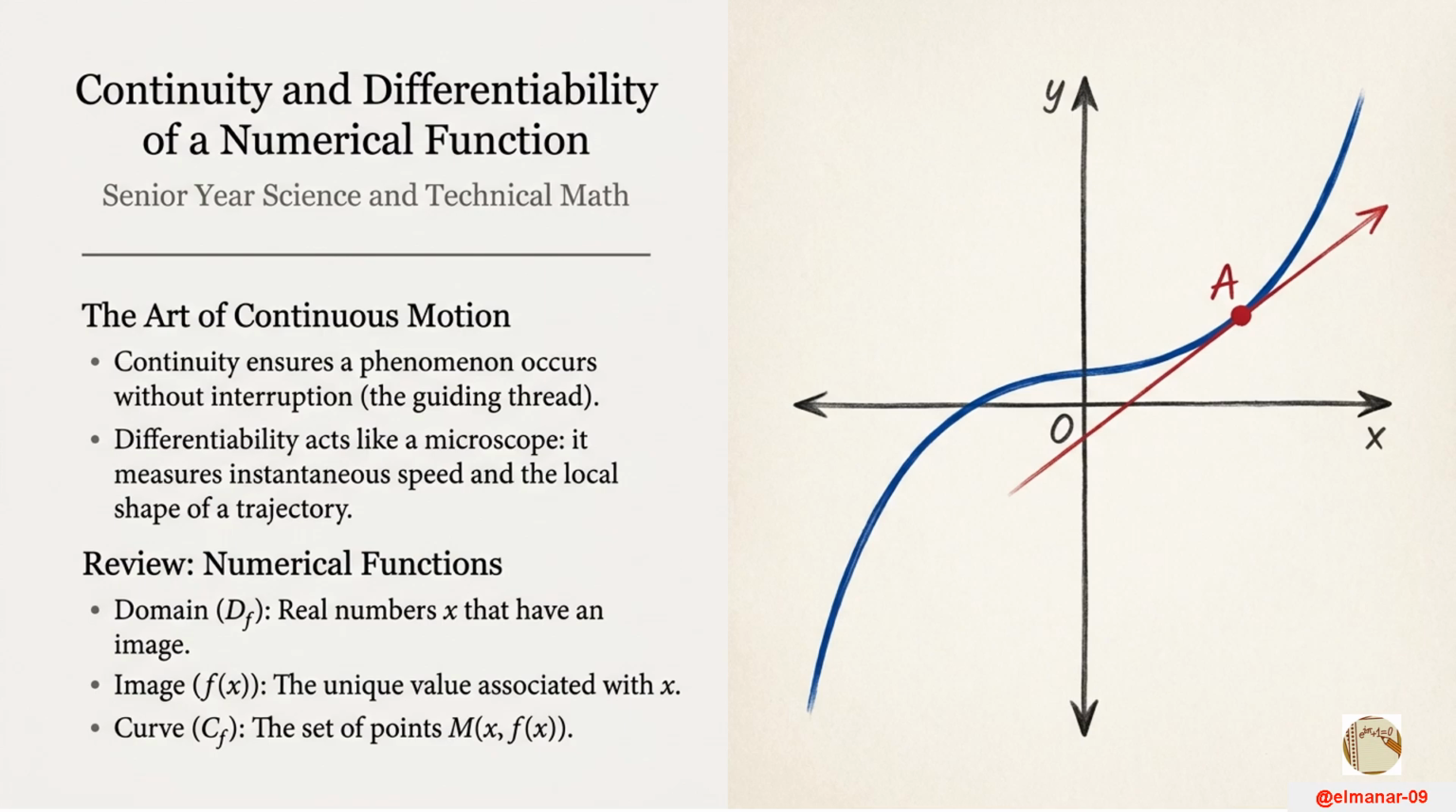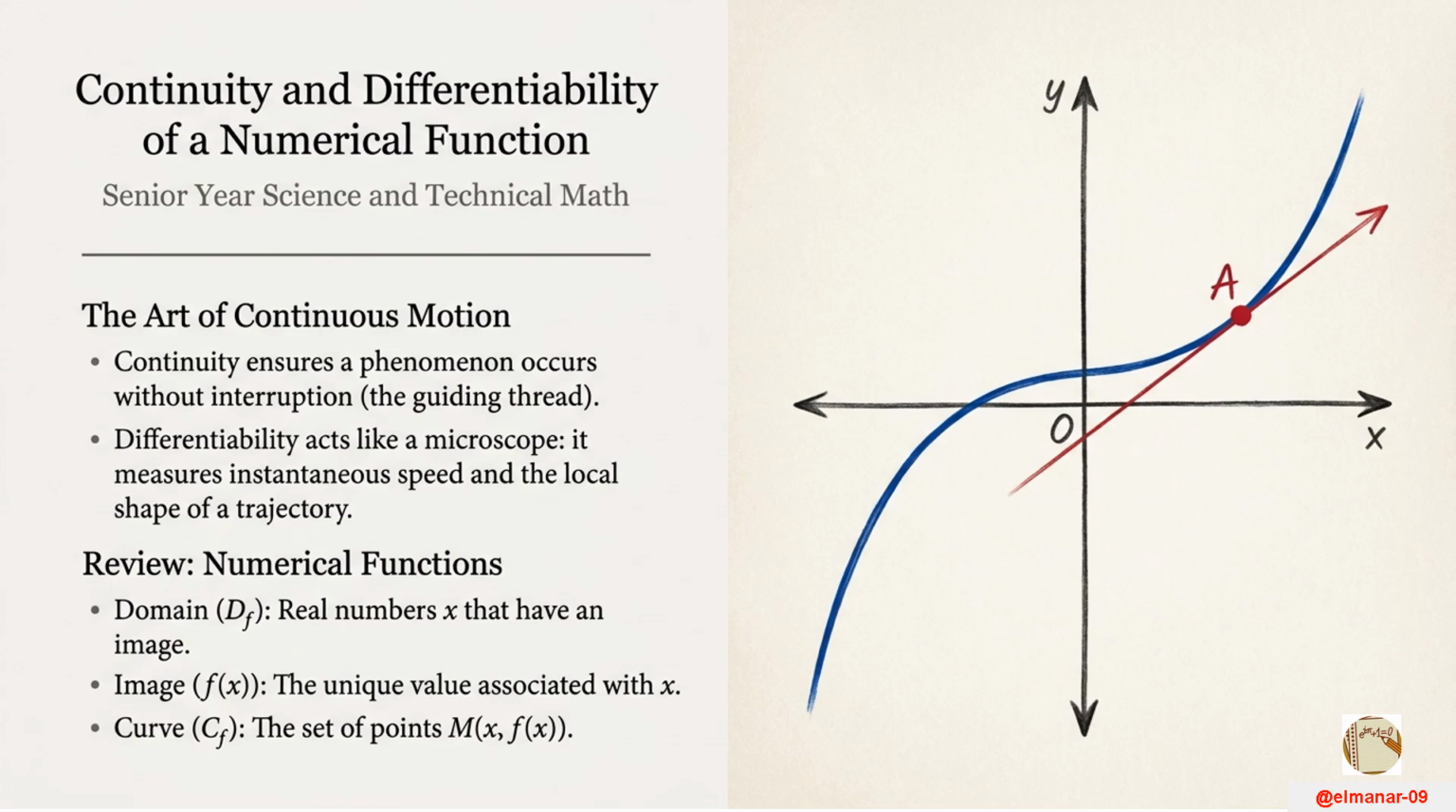Welcome, students! Today, we embark on a journey into the art of continuous motion. This lesson is the heart of senior year mathematics, where we move beyond static points to understand how things change and connect. We'll explore how continuity keeps a phenomenon occurring without any breaks, like a guiding thread, while differentiability acts as a mathematical microscope. It allows us to measure instantaneous speed and see the local shape of any trajectory.